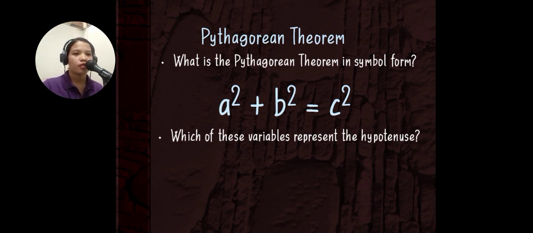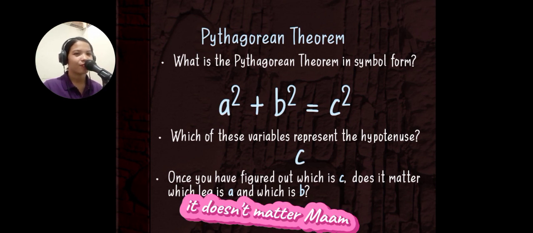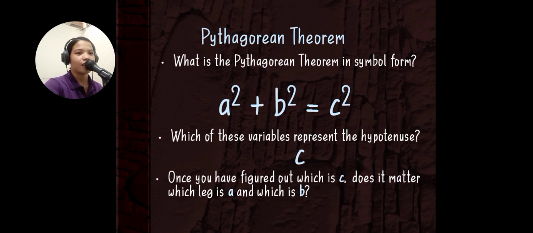Which of these variables represents the hypotenuse? Do you know which of these variables represents the hypotenuse? Alright, that was the letter C. Next, once you have figured out which is C, does it matter which leg is A and which is B? Does it matter or doesn't it matter? Yes? It doesn't matter, ma'am. Alright, thank you, you're correct. So, it doesn't matter.